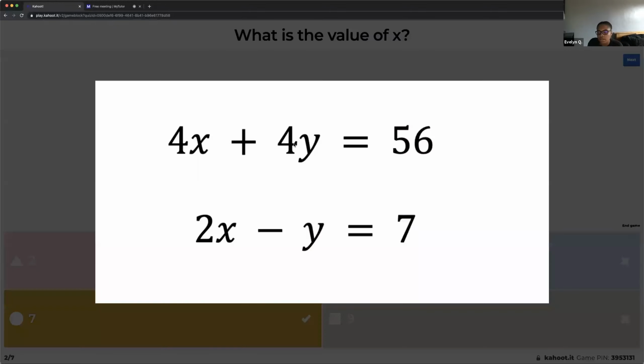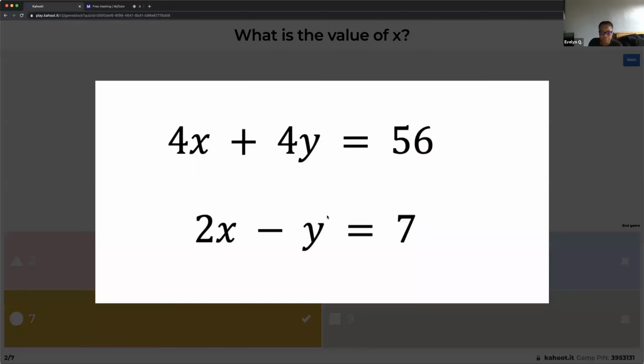Brilliant. Right, let's have a look. So the way how to do this one is you could have made the y's the same by multiplying the bottom equation by 4. So you get 4y minus 4y. Or you could have made the x's the same by multiplying the bottom equation by 2. So you got 4x and 4x. And then you either add if the two signs are different, or you subtract if they're both the same, and then you'll be able to solve for either y or x, and then you'll be able to work out what x is afterwards. So brilliant, it would be 7.